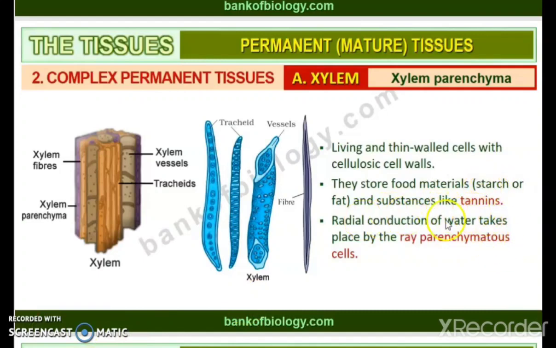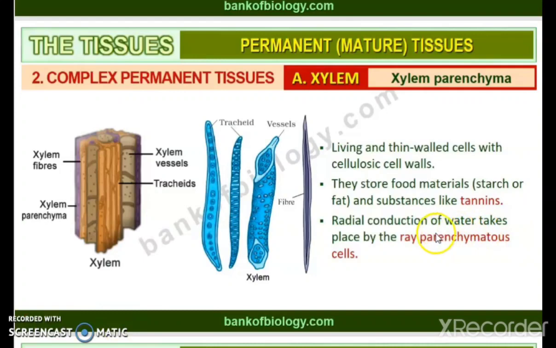and substances like tannins. So these tannins are a type of chemical compound which is seen in plants, and it gives a sour feeling, like when we eat an unripe plum or something. It will be like we won't be able to eat it properly. Okay, so those substances are produced by the xylem parenchyma.